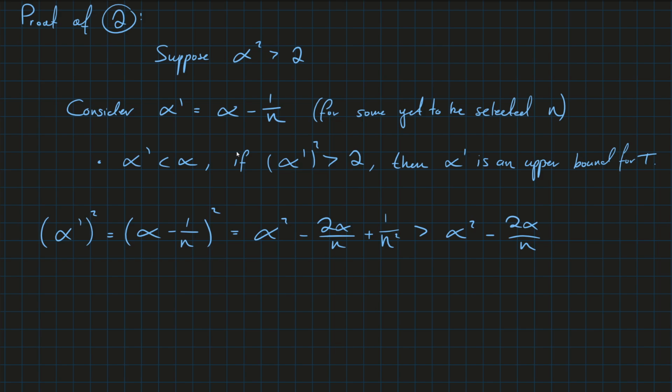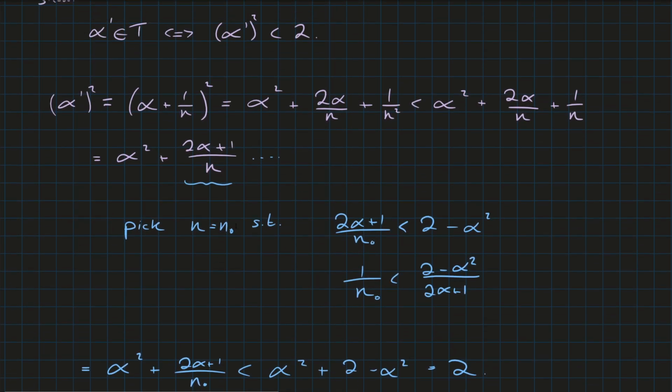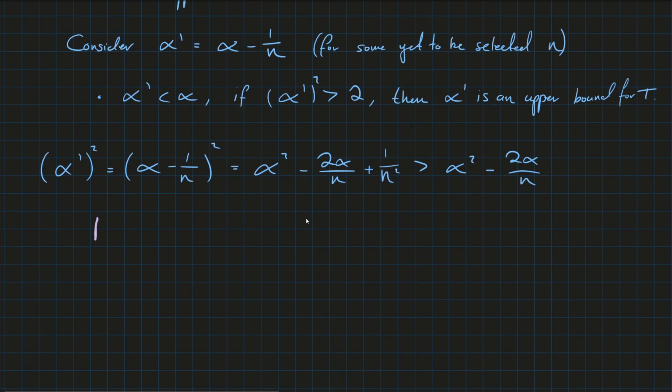Again, alpha squared is bigger than 2. So this gives us a little bit of room to fit this in before we get lower than 2. This is something bigger than 2. I'm subtracting something, but I don't want to subtract too much because I want to still be above 2. So we do an extremely similar process to what we did up there. How did I write it? I said pick n equals n naught such that 2 alpha over n is less than alpha squared minus 2.